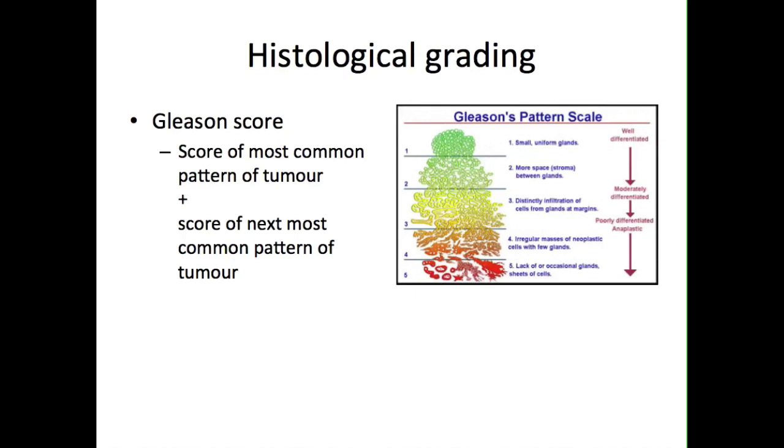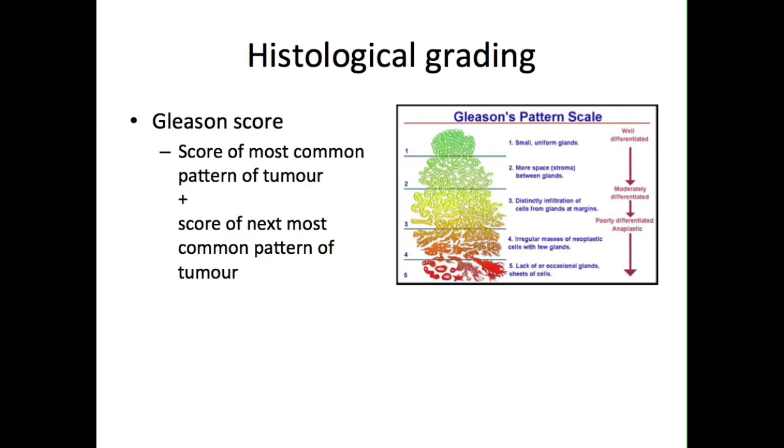Histological analysis of the biopsy is used to determine the grading of the malignancy, which is important in predicting the prognosis for the patient. The tumour is graded using the Gleason scoring system, where a low-grade, well-differentiated tumour is given a low score, and a high-grade, poorly differentiated tumour is given a high score.